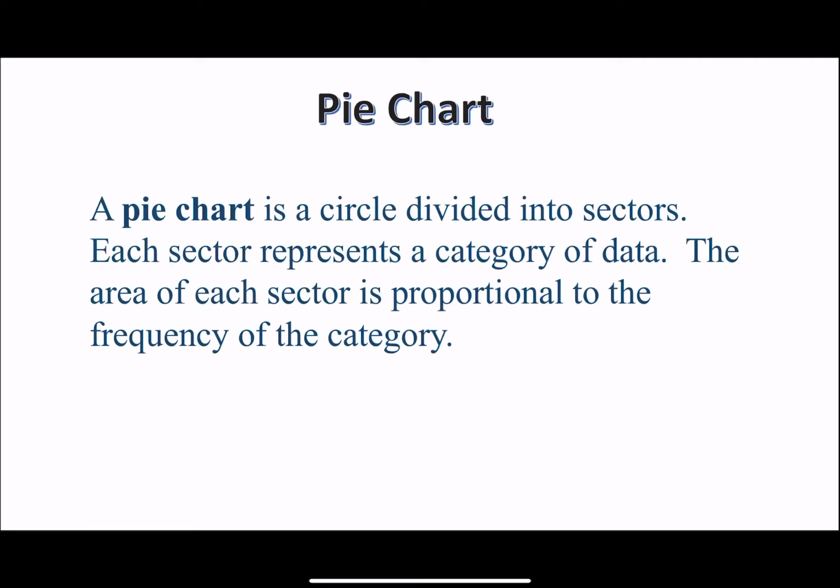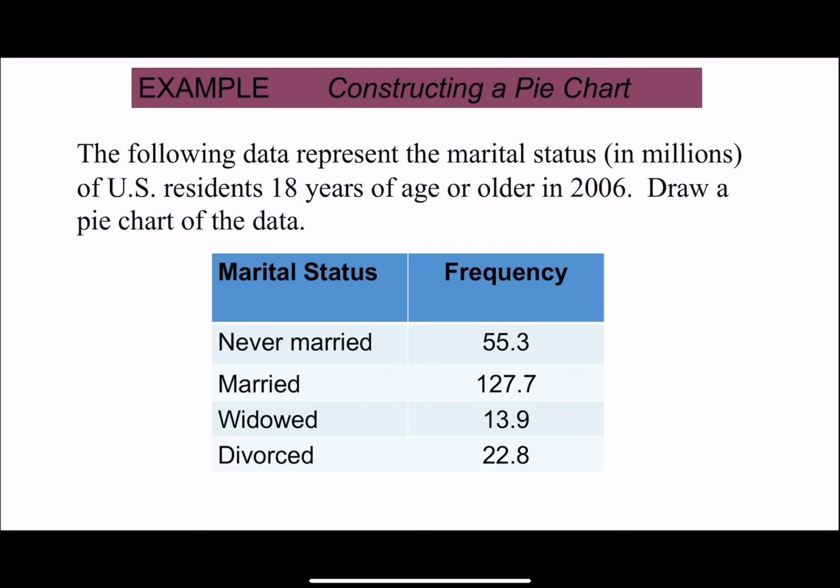But a pie chart is a circle divided into sectors. Each sector represents a category of data, and the area of the sector is proportional to the frequency of the category. So you would need the relative frequency on all of those. Let's take a look at marital status. This is just the 2006 data. So remember, we used this with the side-by-side. So let's take a look.